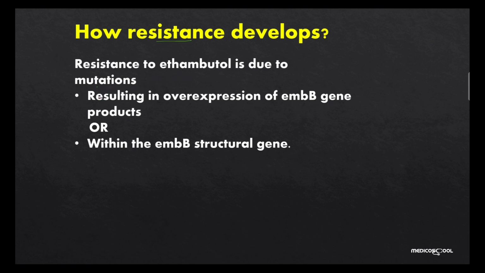Now coming towards resistance, that is how the bacteria develop resistance against ethambutol. It is mainly due to mutations in the EMBB gene, and these mutations will result in overexpression of EMBB gene products, or it may be due to a mutation in the structural gene of EMBB. Both of these can result in resistance towards ethambutol by Mycobacterium tuberculosis.